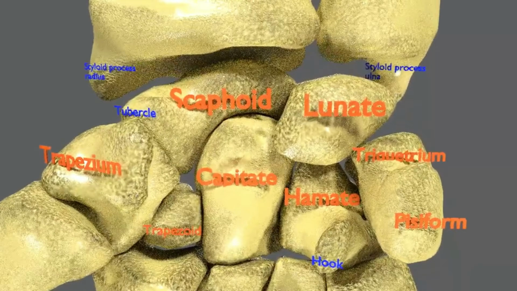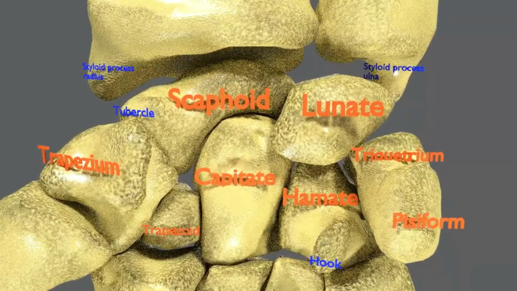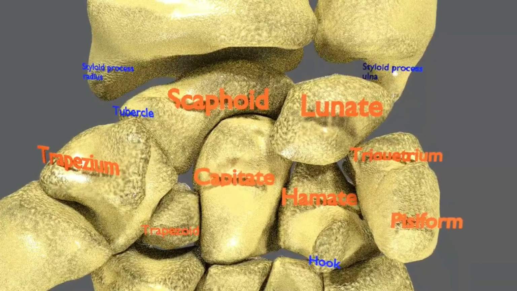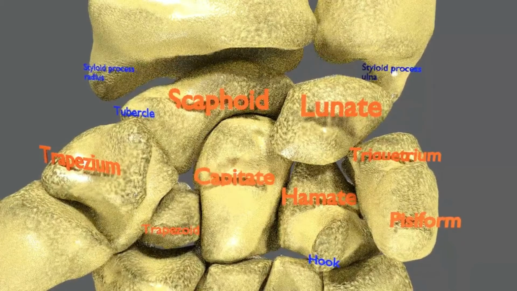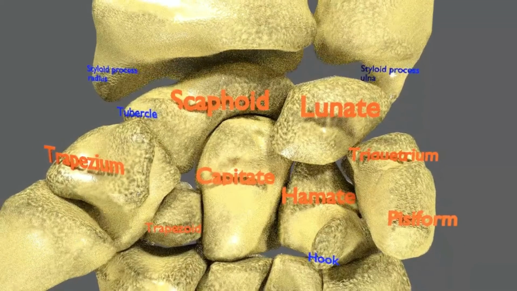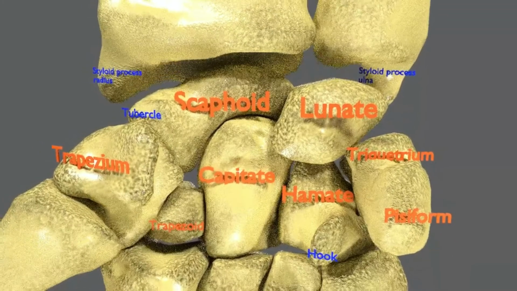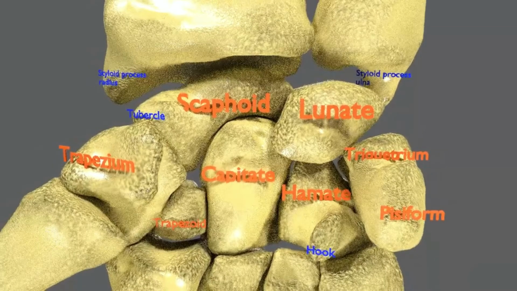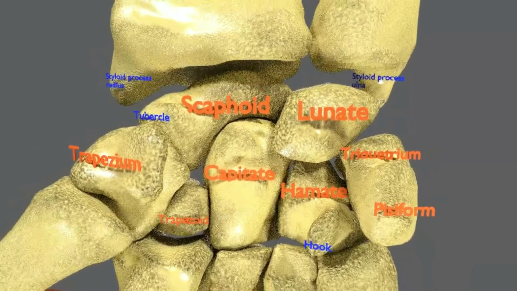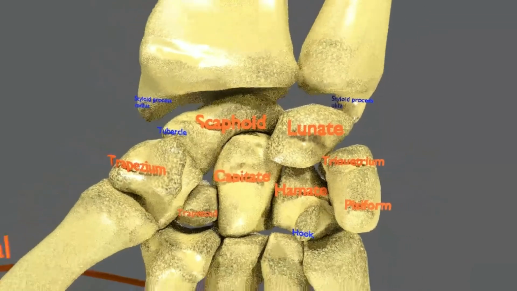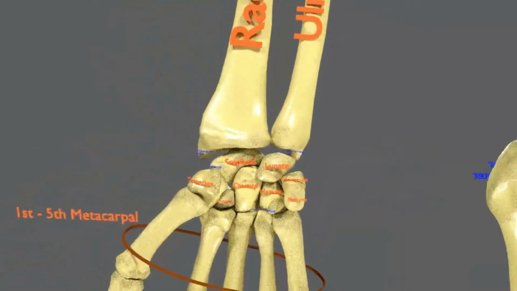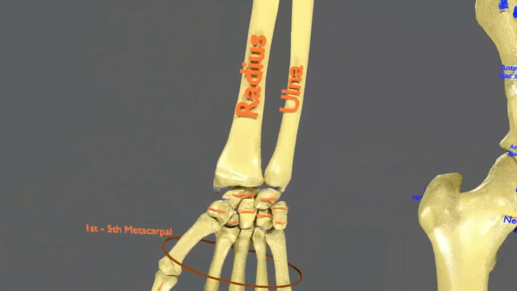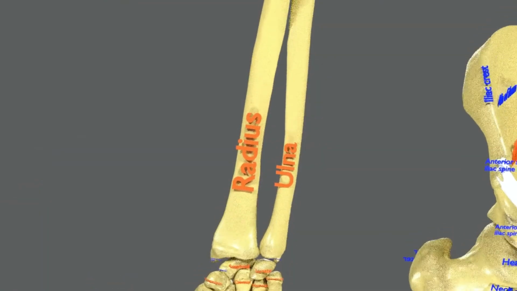Besides this, you are also able to see the hook of hamate and the tubercle of scaphoid. The styloid processes of the radius and ulna are also visible proximal to the wrist bones. Now you can visualize the radius and ulna.